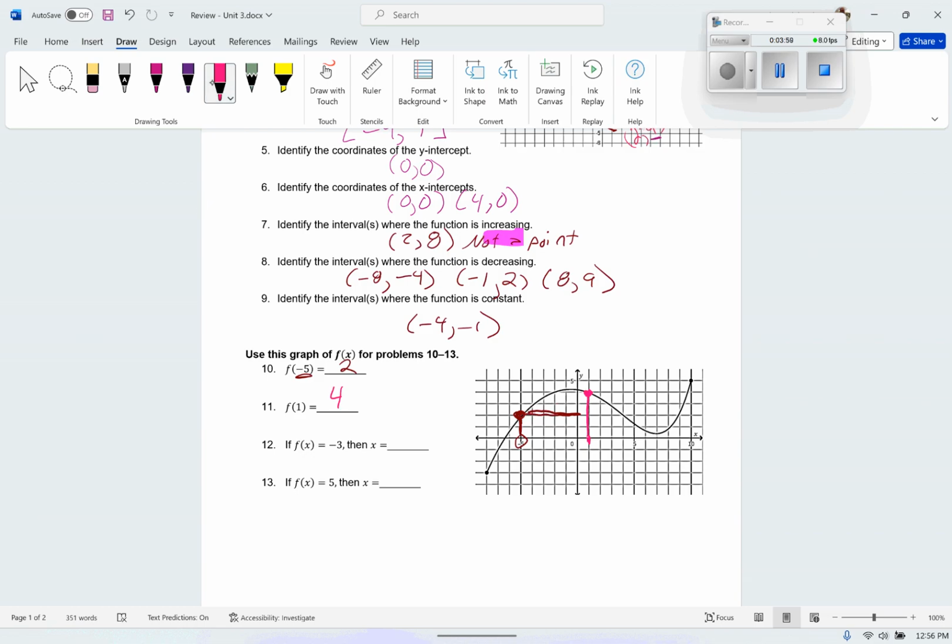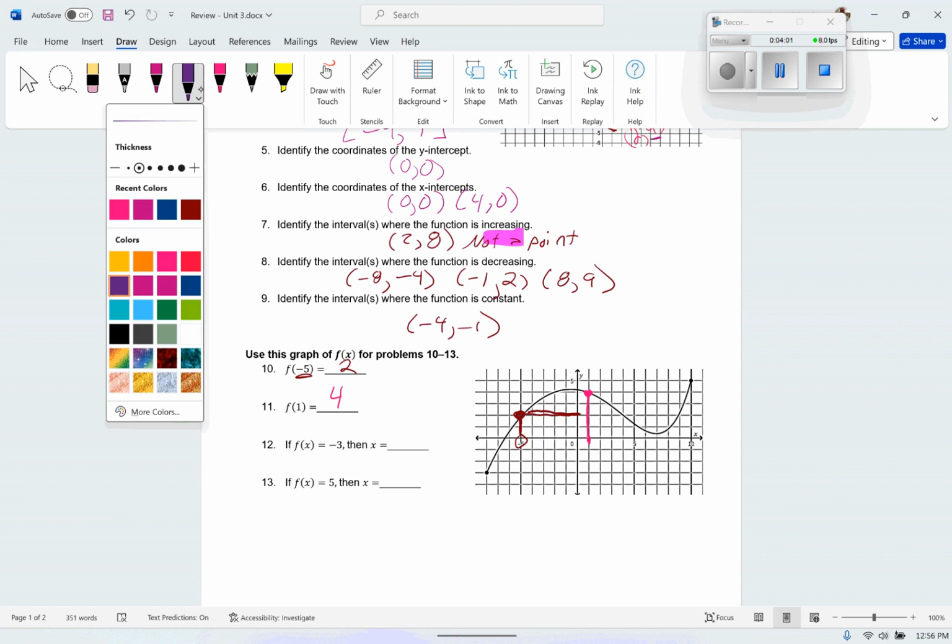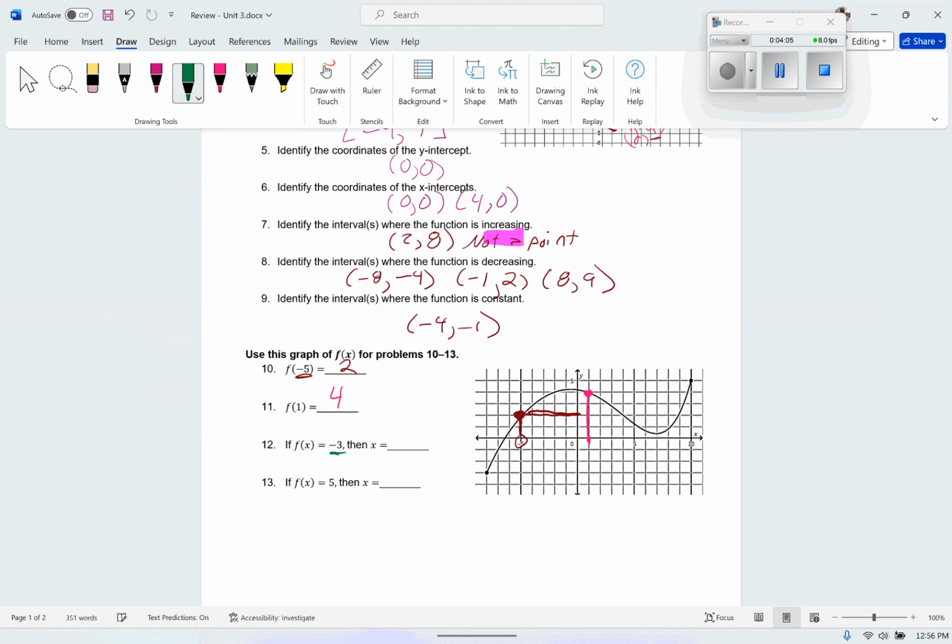And then when I want to get to writing more of this, let's see. I'm going to find -3. So I'm going to look at -3 in the y direction. So that's down here. This is -3 right here. So you're going to come straight over. So I got -1, -2, -3, -4, -5, -6, -7, -8. So the x value is -8.